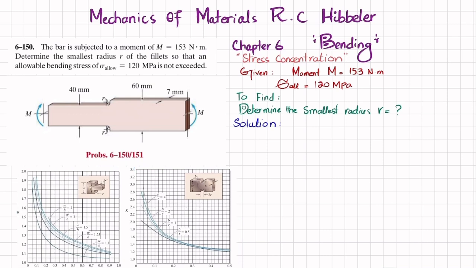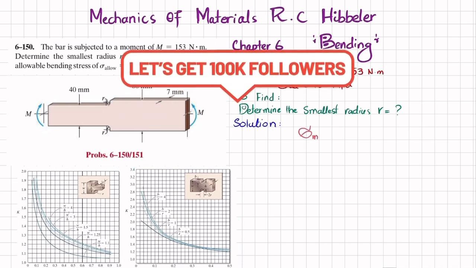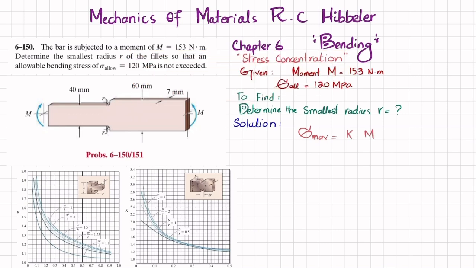The first step is that we will write the formula, which is sigma max is equal to K into MC divided by I. Clear? We'll find K for this. We have sigma max, or allowable stress, which is also the maximum stress. The maximum stress is given, which is 120 megapascal. So 120 into 10 to the power 6 pascal is equal to K, which is not known, times the moment, which is given as 153 Newton meter.